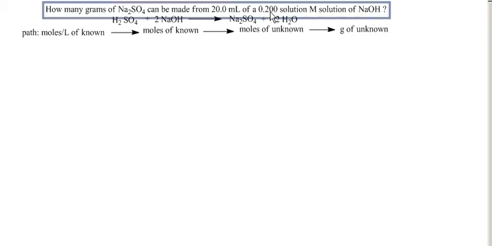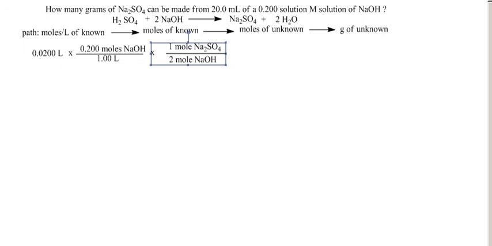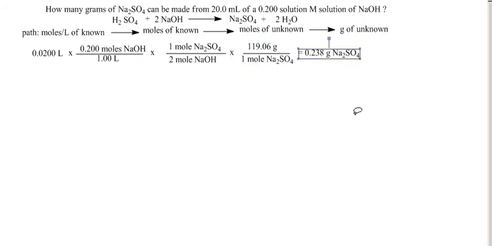And remember, anytime I give you a concentration and a volume, it's the same thing as me giving you moles of something. So we're going to take our volume and we're going to multiply that by our concentration, which I've rewritten from molarity into moles per liter, which is a much more useful way to write it because the liters cancel out, leaving us with just moles. If we look at our chemical equation, the ratio of Na2SO4 to sodium hydroxide is 2 to 1, or 1 to 2. The molar mass of Na2SO4 is 119.06, meaning that when we finish the calculation, we get 0.238 grams of Na2SO4.